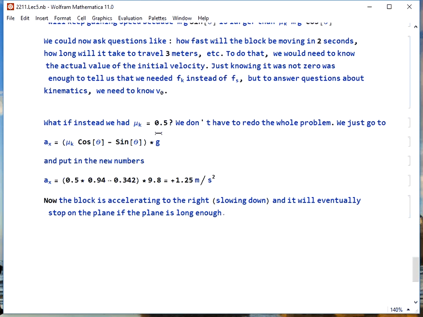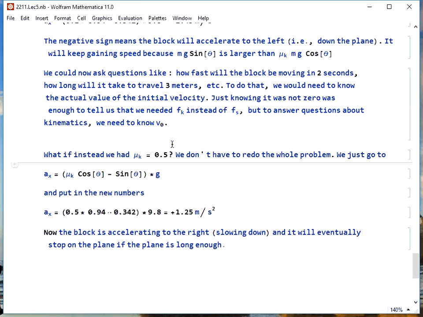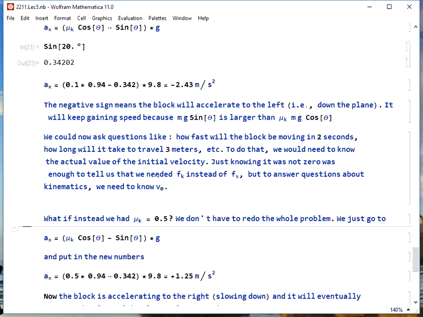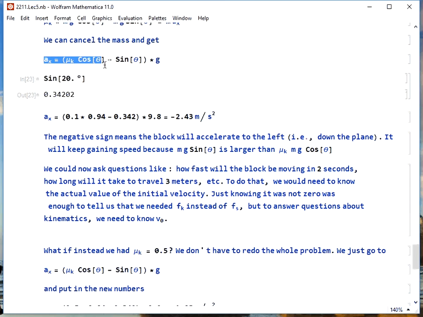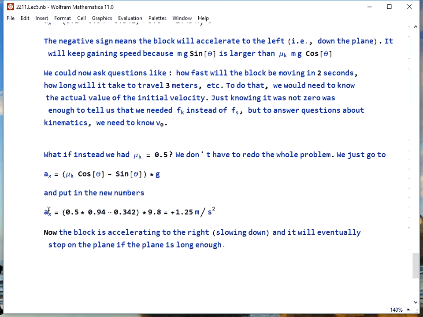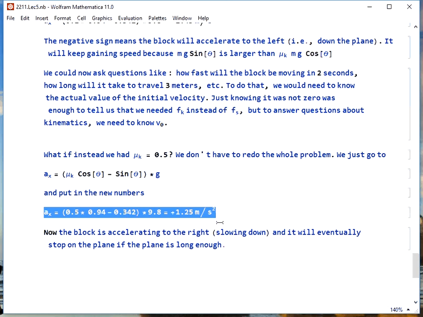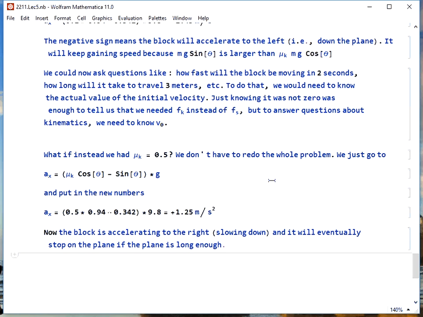Now, if we change that coefficient of kinetic friction to 0.5 instead of 0.1, so we make it a stickier surface, we don't have to redo everything. We can just go back to this and plug in the new value. And this time we get plus 1.25 meters per second squared. So now the block is accelerating to the right, which means it will slow down and stop if the plane is long enough.